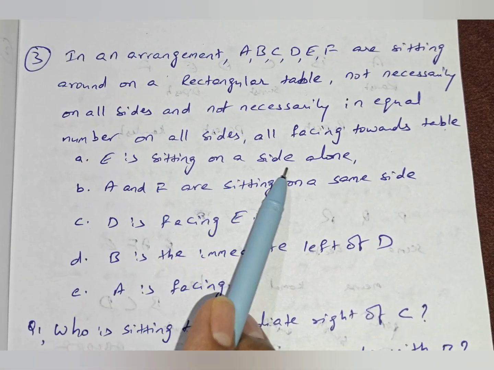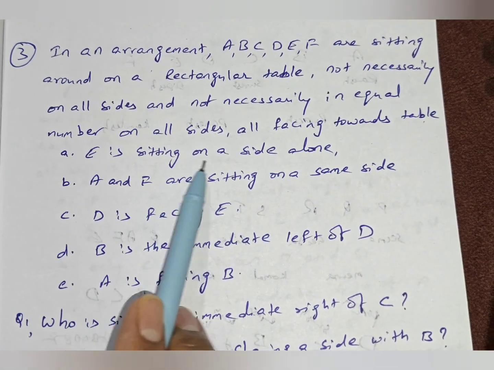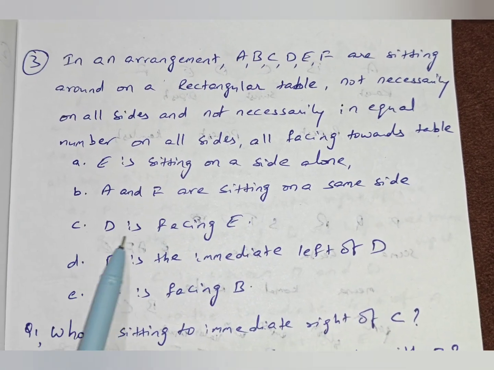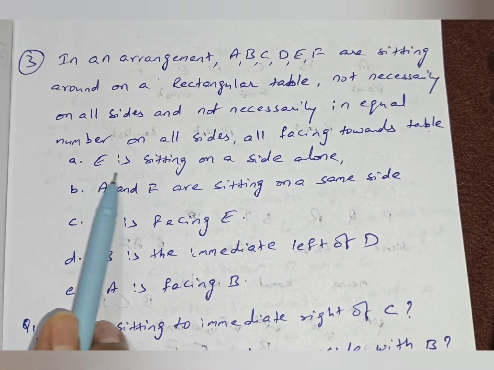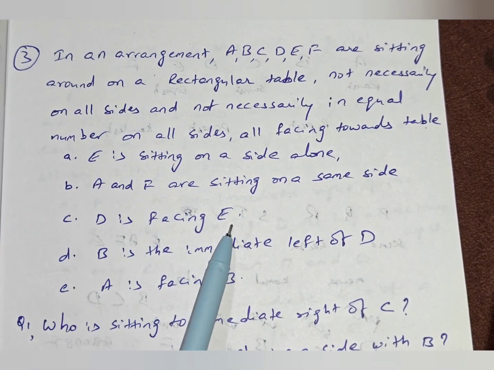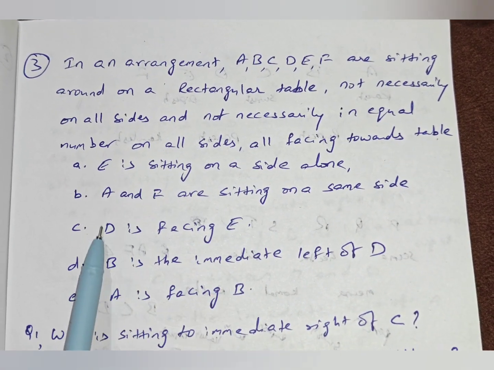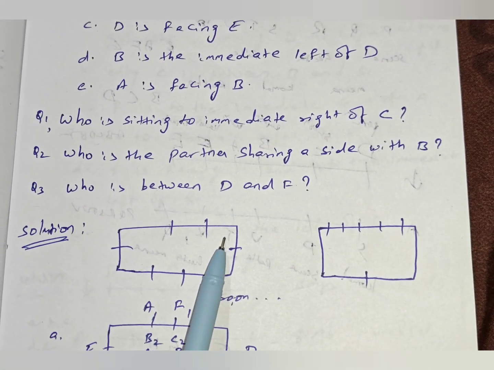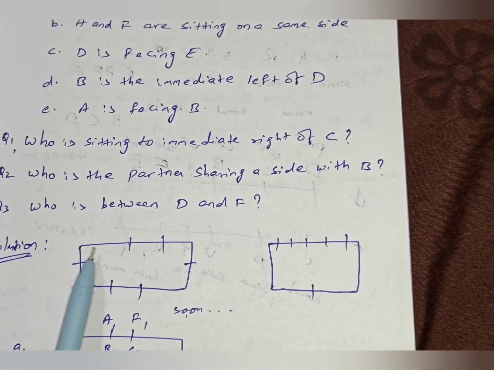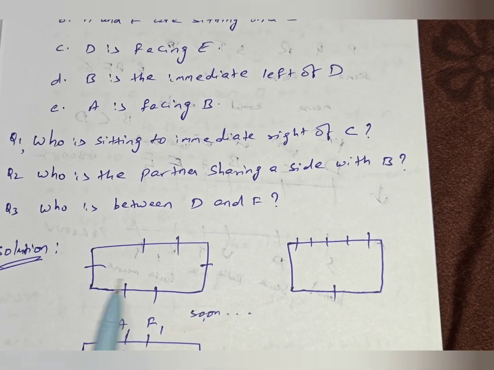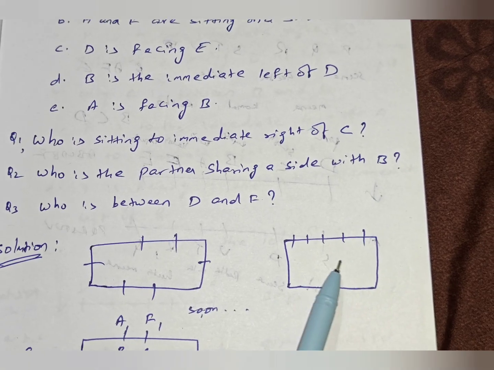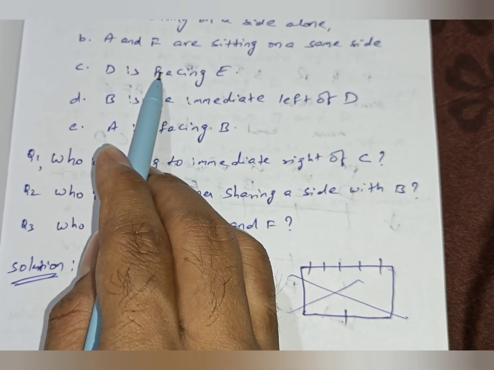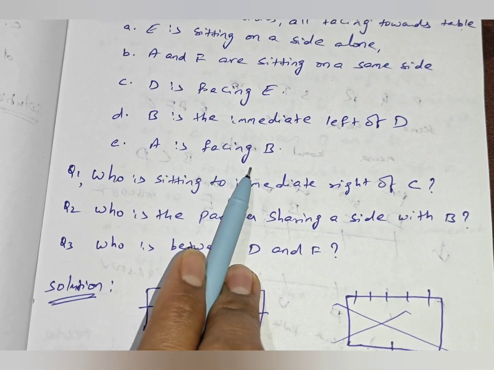E is sitting on a side alone, so on one side only E is sitting. A and F are sitting on the same side, and D is facing E. That means if E is sitting single on one side, then D is facing opposite to that side. So with these three statements, we can assume that in a rectangle, two sides are seated by two people each, and two sides are seated by one person each, and other solutions are not possible, because with these three statements we can come to that conclusion. And the final statement, A is facing B.